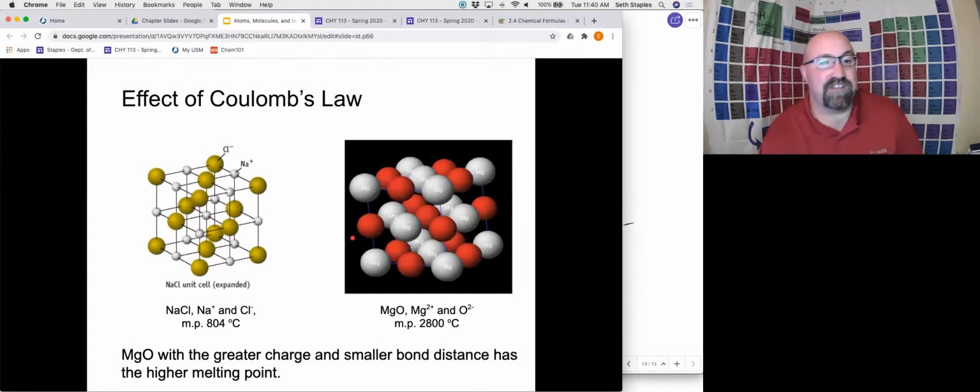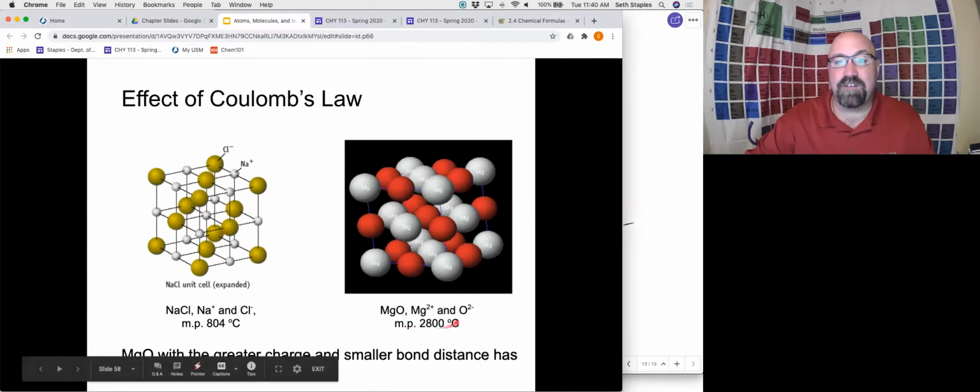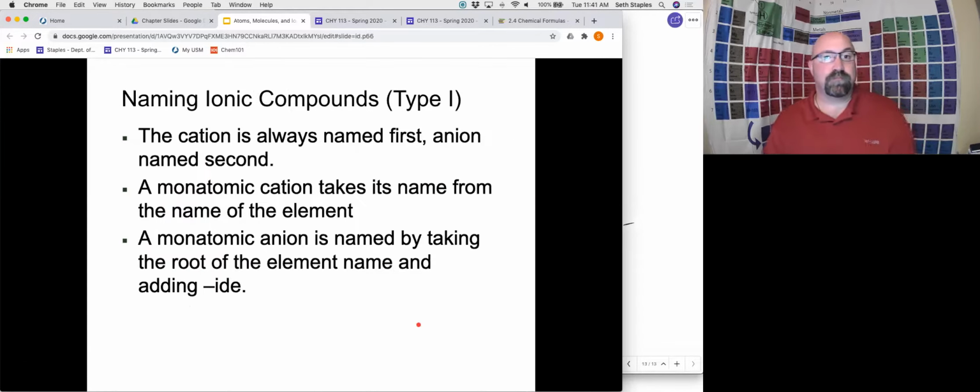And so here we see an example of NaCl versus magnesium oxide, both roughly the same size, more or less. But NaCl, made up of a +1 and a -1, will be held together more loosely than magnesium oxide with a +2 and a -2, and we see that reflected in the melting point. Since NaCl is held together more loosely, it melts at a much lower temperature than magnesium oxide does. So that's just something to note as we move forward.